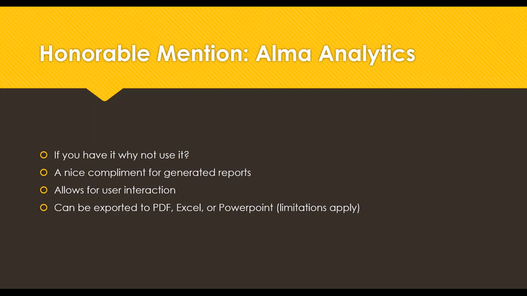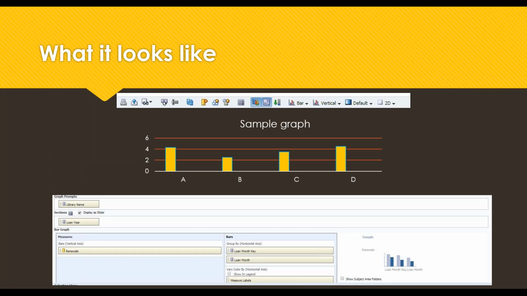So let me give you a sample visual of what you might be looking at in this if you haven't seen it. Apologies for what I have. I wasn't able to actually pull in a graph from Alma Analytics, so I just put in a sample graph in the middle. So you'd have a graph in the middle. The top would be the toolbar, where you can select the type of graph you want.